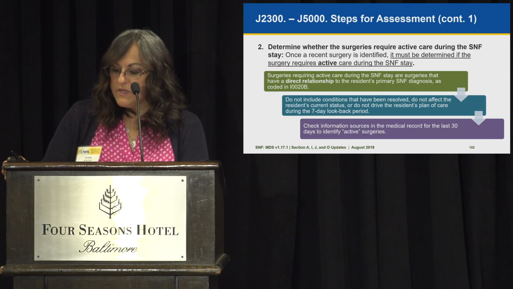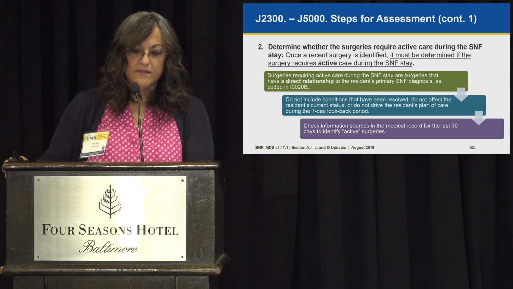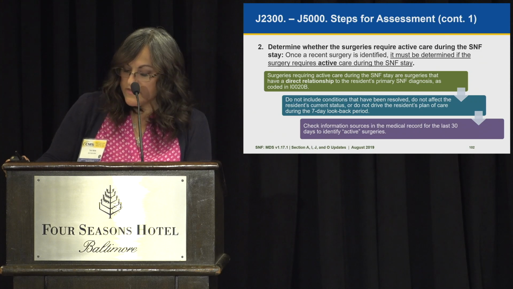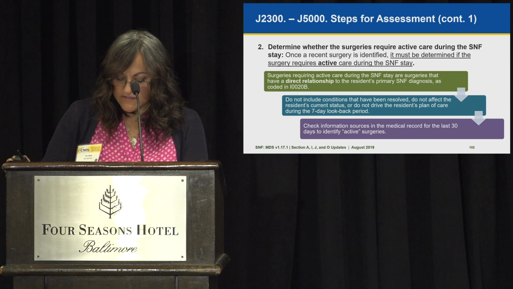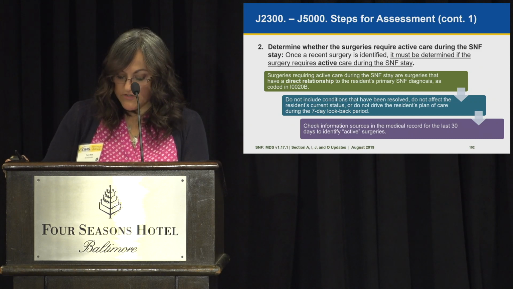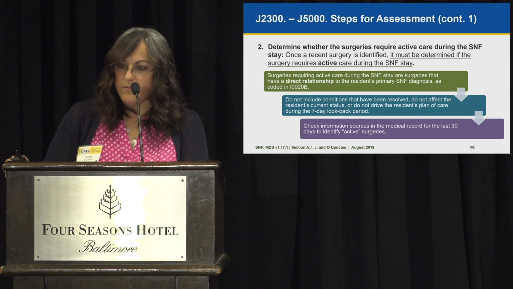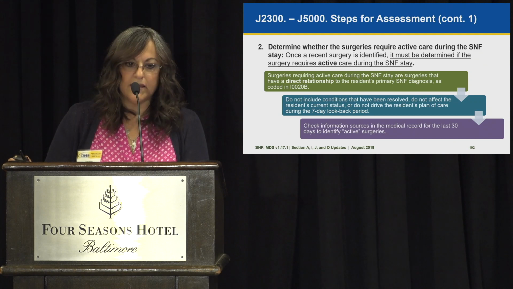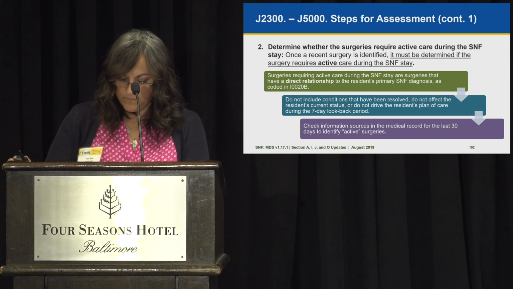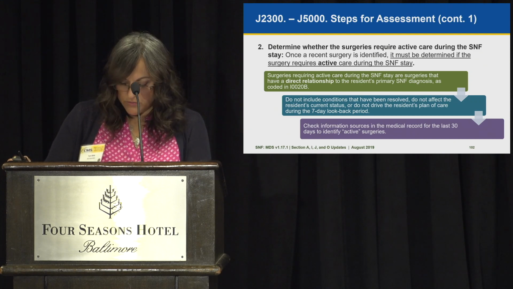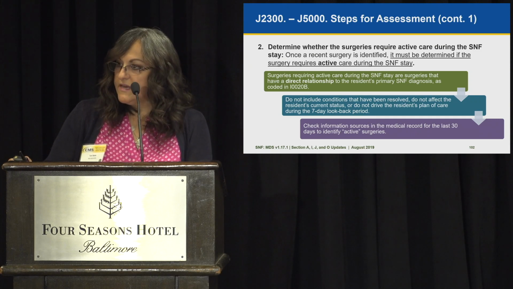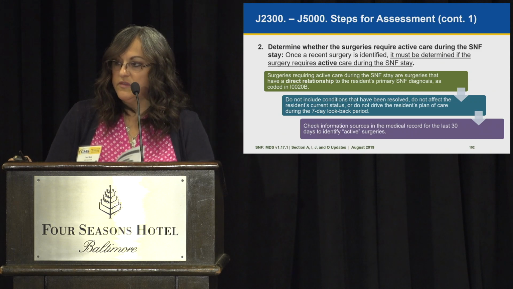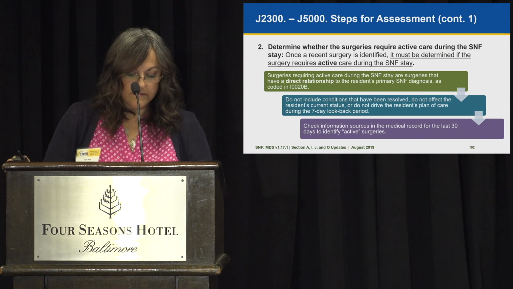The second step is to determine whether the surgery identified requires active care during the SNF stay. Surgeries that require active care during the SNF stay are surgeries that have a direct relationship to the resident's primary SNF diagnosis. So you're looking back at I0020B. You're not going to include conditions that have been resolved or don't affect the resident's current status and don't drive the resident's plan of care.